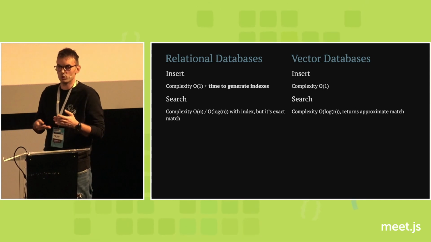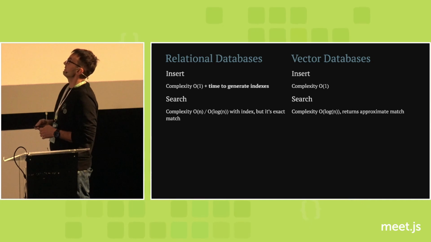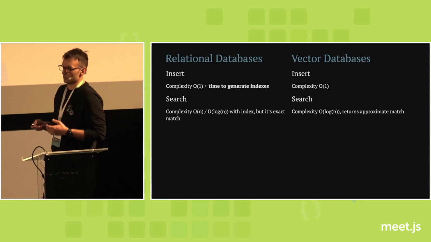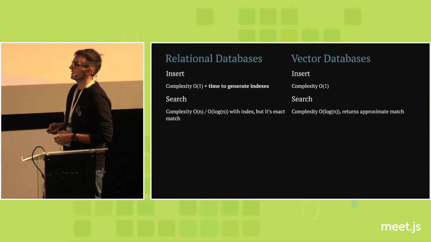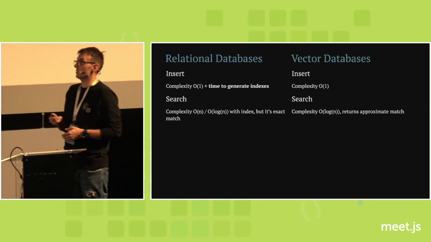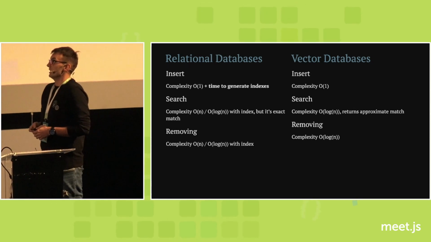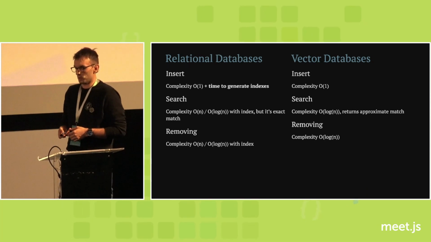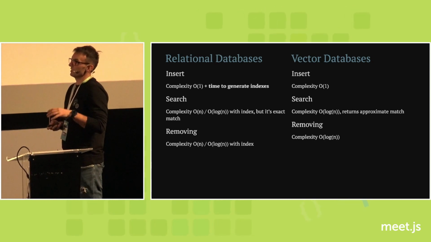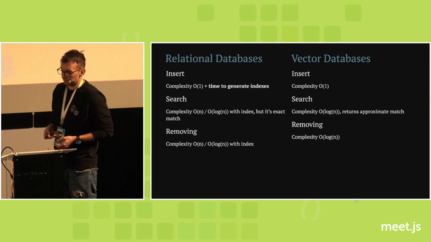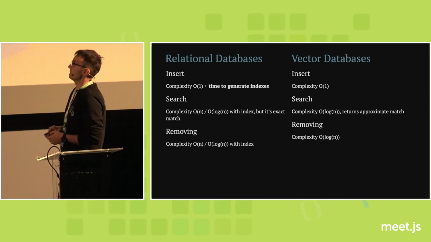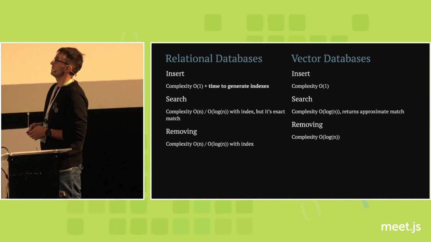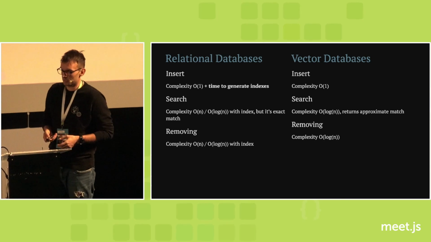So we don't have the linear, we don't have to generate indexes because it's, let's say, out of the box. And it returns approximate matches. So if you don't find the exact match, it will return something that is as close as possible based on our database. And in case of removing, if you want to remove some element from the data table, in a relational database it's similar: we have to find the element and then remove it. In the vector database it is the same. We want to find the element, so we need this logarithmic complexity to find an element and remove it.